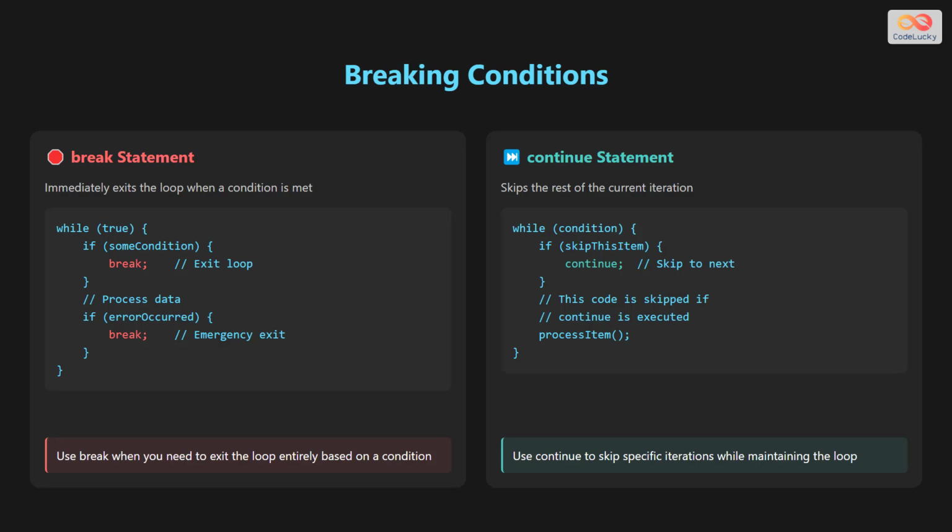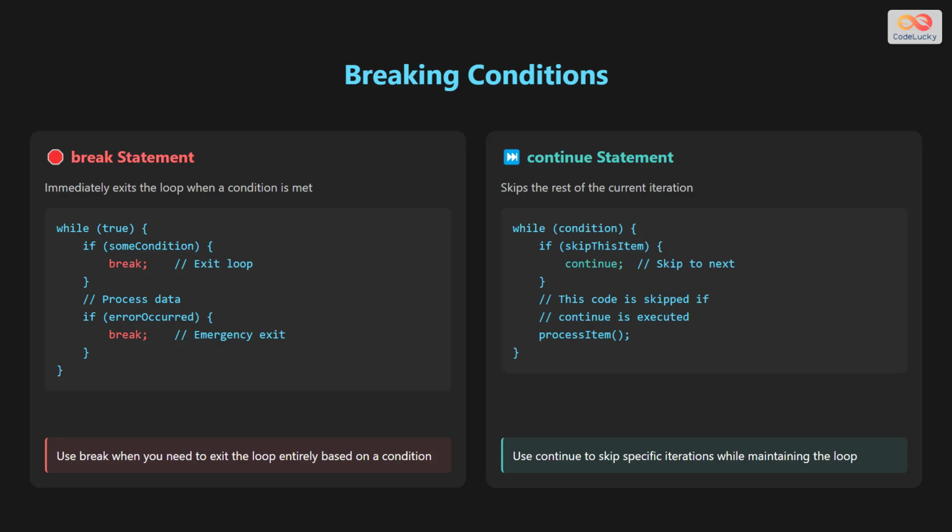Now let's discuss breaking conditions in while loops. The break statement immediately exits the loop when a condition is met. For example, inside a while true loop, if a certain condition is met, the break statement will terminate the loop. Similarly, if an error occurs, we can use break to exit the loop. Use the break statement when you need to exit the loop entirely based on a condition.